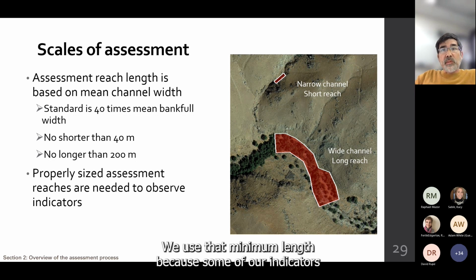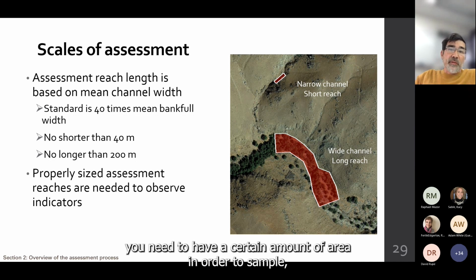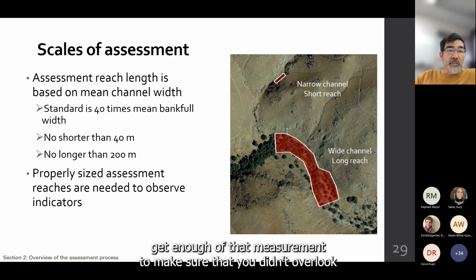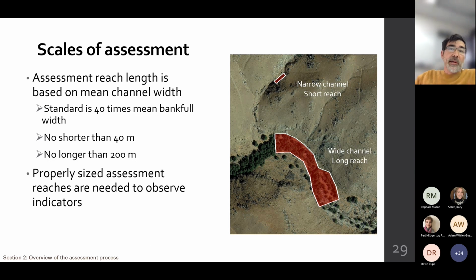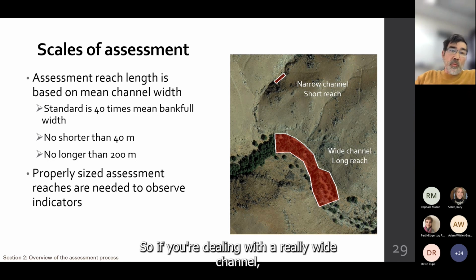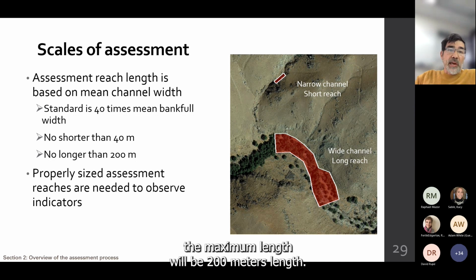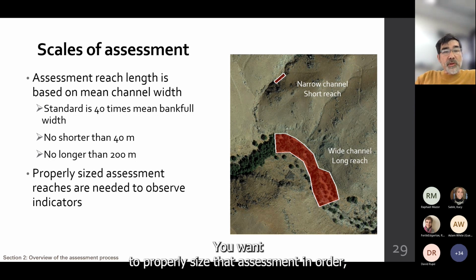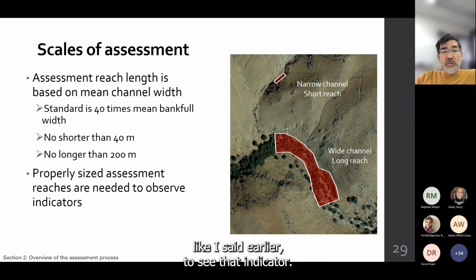We use that minimum length because for some of our indicators, you need to have a certain amount of area in order to sample and get enough of that measurement to make sure that you didn't overlook an indicator that might be present. And we have no longer than 200 meters. So if you're dealing with a really wide channel, the maximum length will be 200 meters. You want to properly size that assessment in order, like I said earlier, to see that indicator.